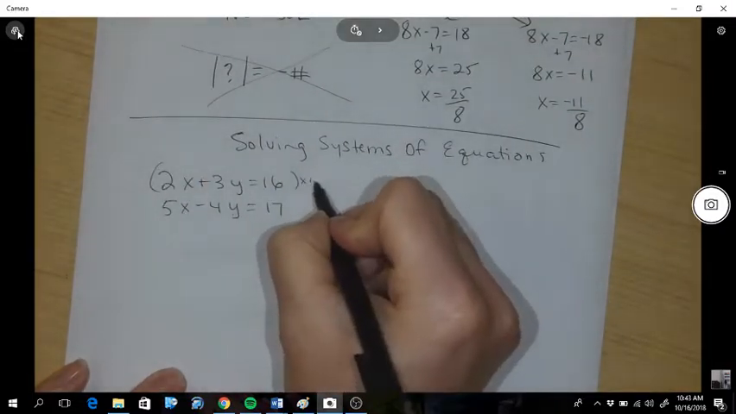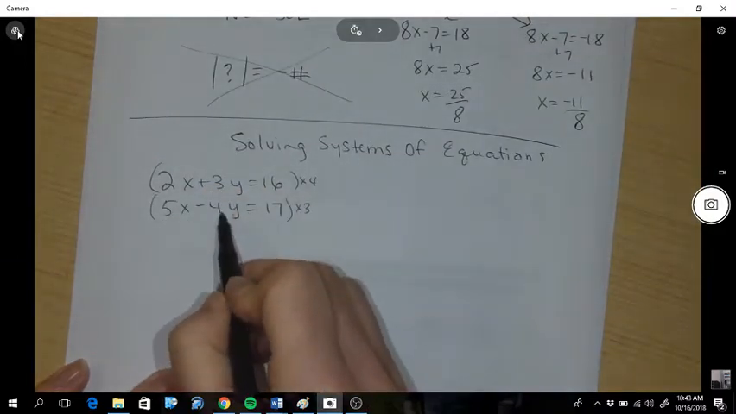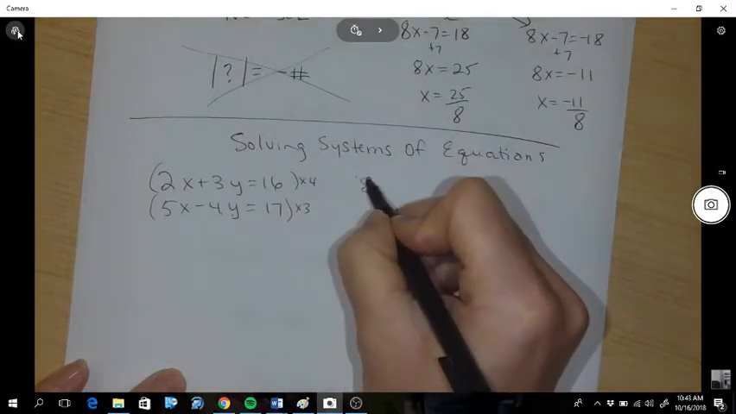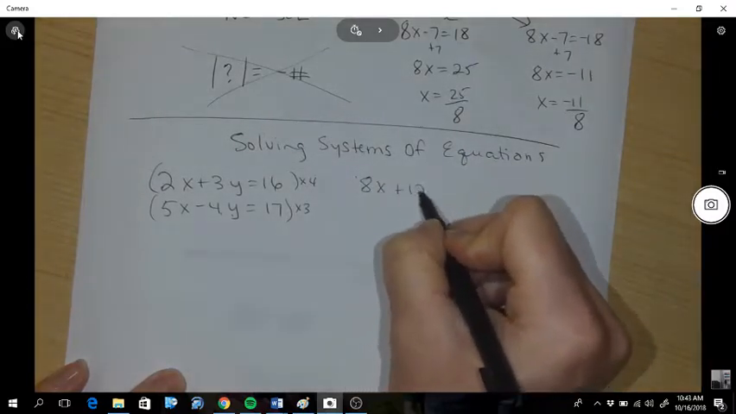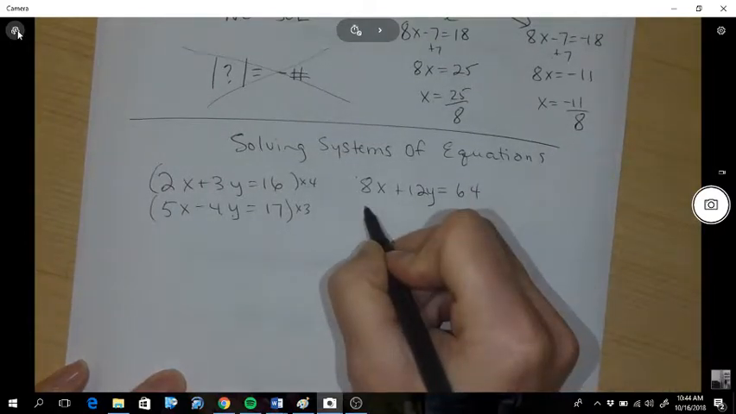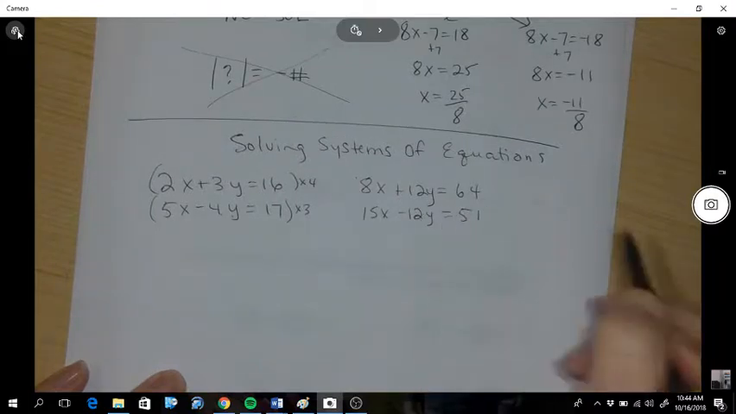I'm going to times this by 4. And I'm going to times this by 3, so I'm setting myself up for them to both be 12s. So this would become 8x plus 12y equals 64. And this would be 15x minus 12y equals 51.